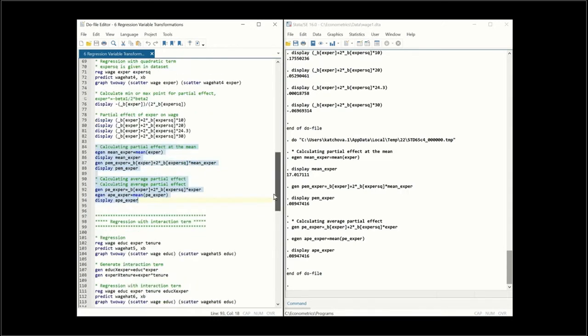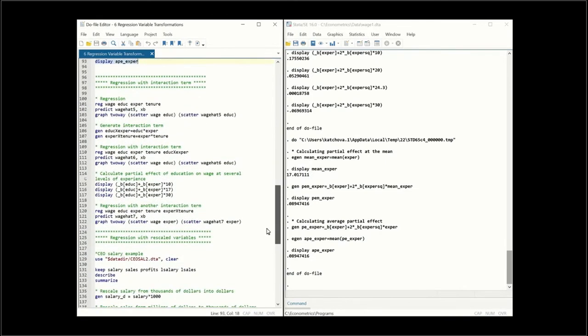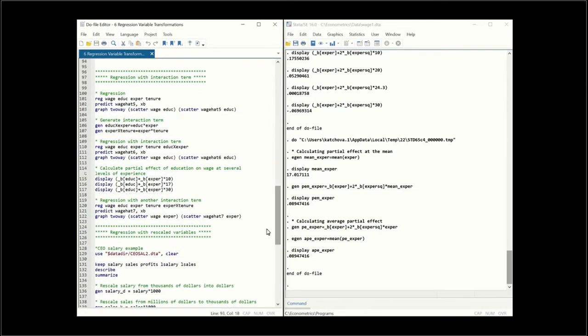Okay, so moving on, let's talk now about interactions, interaction terms and regression with them. To do that, let's first run a basic regression of wage on education, experience, and tenure. Get the predicted values using predict, giving it the name wage hat 5, comma xb. These are going to be the fitted values or the predicted values. And then graph twoway scatter wage against education and this predicted value against education. So let's see what happens here.